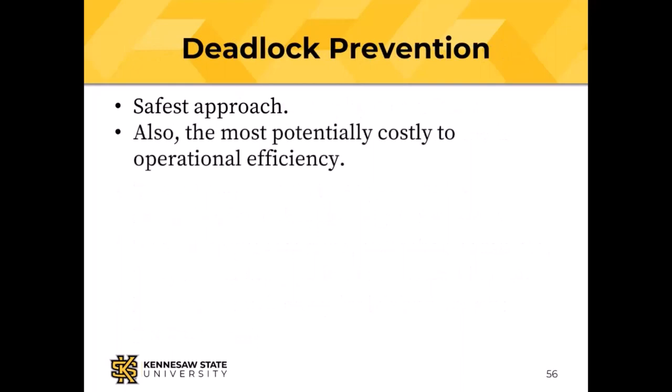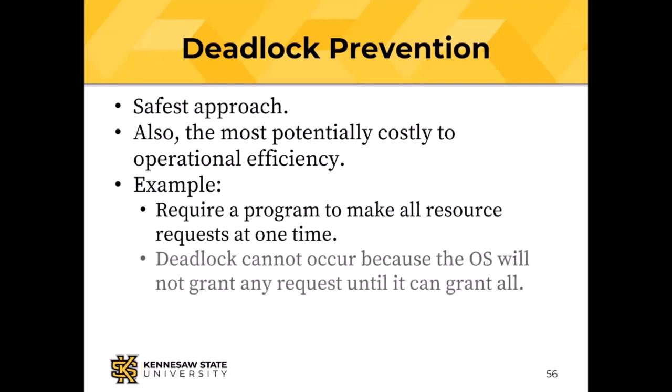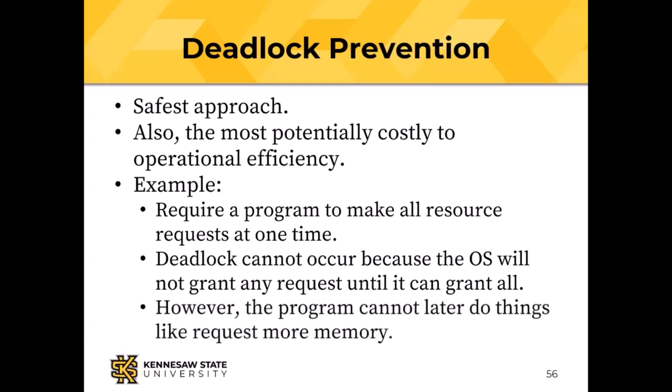Deadlock prevention, most costly in efficiency. One way to do that is to have a program declare at the beginning all the resources it's going to need. And only if the operating system can grant all of those resources is the program allowed to run. The problem with that is that a program may not know at the beginning what resources it's going to need. A program might need, for example, more memory and not know that.